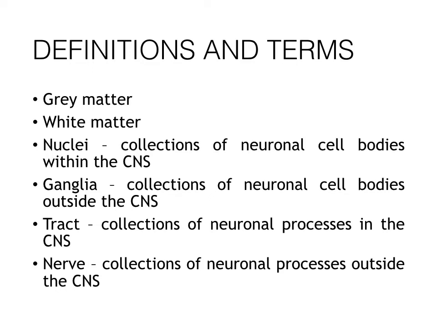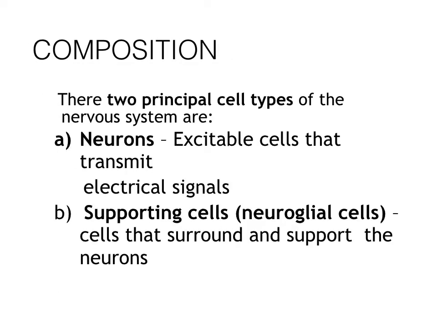Next, we will see the composition of the nervous system. Basically, there are two principal cells present in the nervous system. The first one is the neuron and the second one is the supporting cell. The neuron is the functional unit of the nervous system. It is an excitable cell that transmits electrical signals. Whereas supporting cells are called neuroglial cells. There are various types of neuroglial cells that we will discuss in the coming classes.